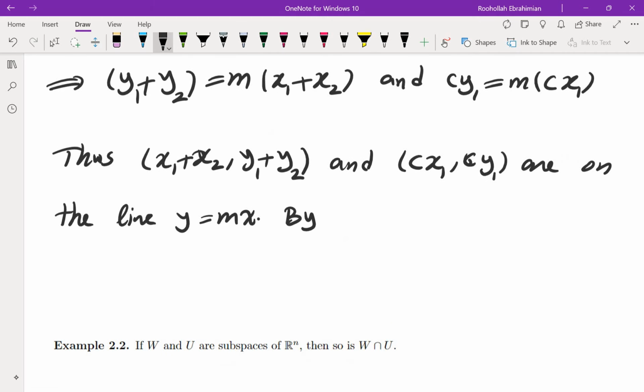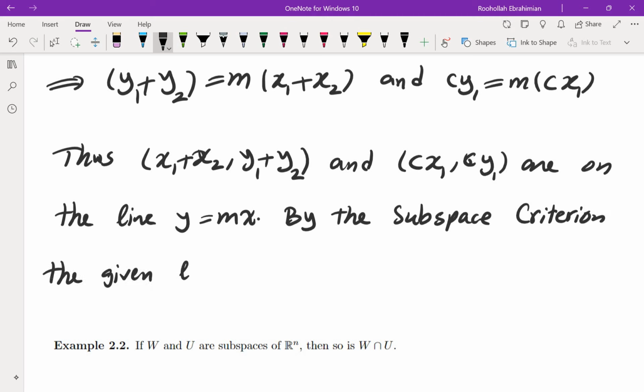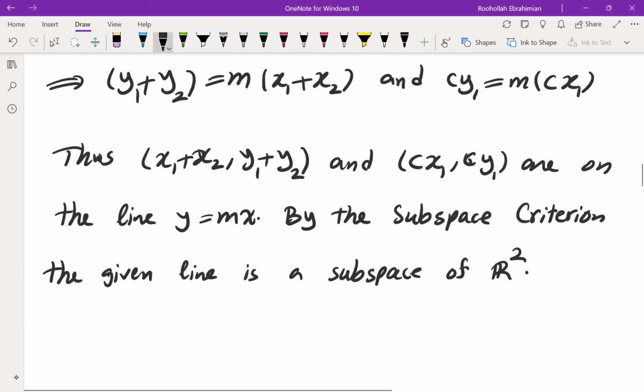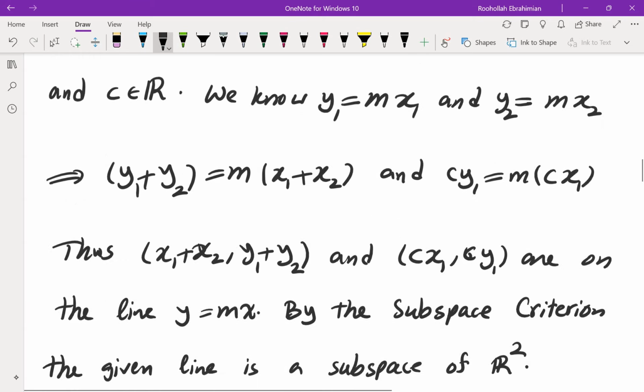So this shows that it is closed under addition and scalar multiplication. So by the subspace criterion, the given line is a subspace. And of course, this is a subspace of R2 because it was in R2. So that's the first part of this problem.